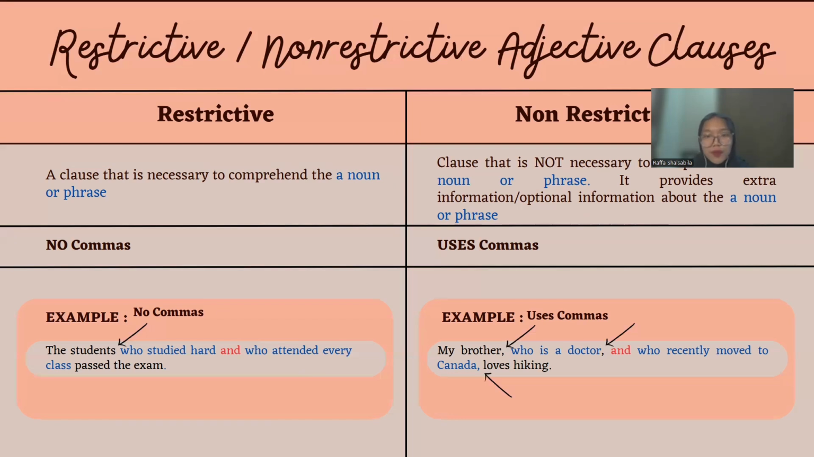For example, my brother, who is a doctor and who recently moved to Canada, loves hiking. The sentence contains two non-restrictive adjective clauses that provide additional information about my brother. Since the information is not an essential part of identifying who is being referred to, these clauses are non-restrictive and can be deleted without changing the main meaning of the sentence. The comma also indicates that the clause is not obligatory for the basic meaning.